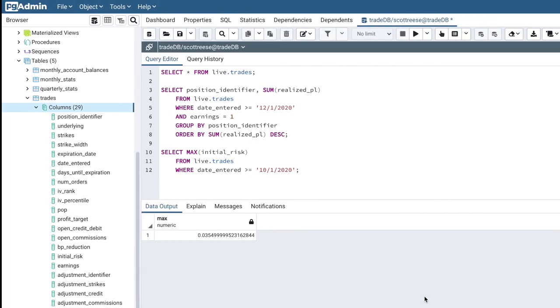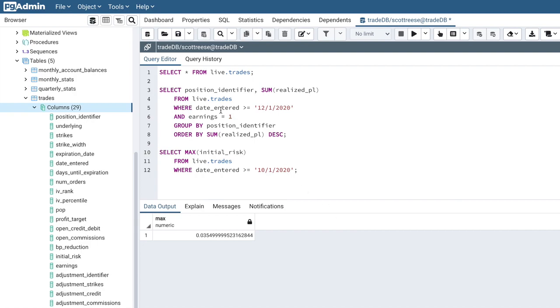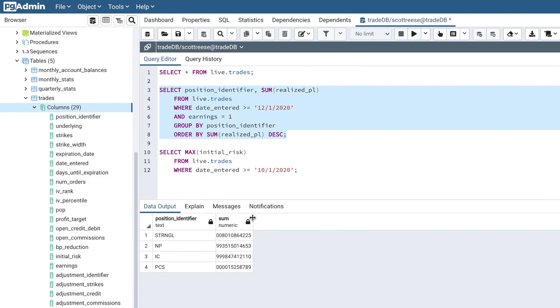So now let's come back. And so again, I want to see the breakdown of all my positions by each position category, and I want to see the profitability of those position categories, but for only the trades I made over earnings announcements. So one more time, let's run this query here, and I'll expand this out. And there we go. Since December of 2020, I've made trades on earnings announcements with strangles, naked puts, iron condors, and put credit spreads. And so far, up to this point, every single one has been profitable.